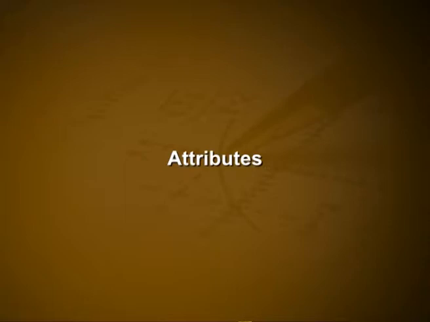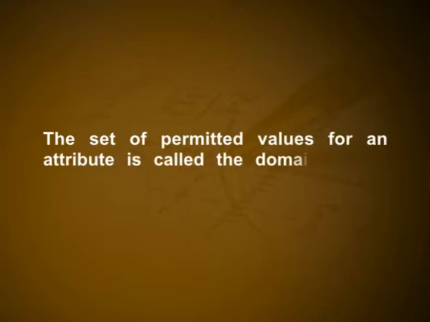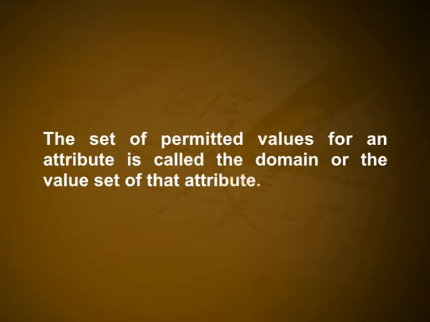Attributes. An attribute of an entity set is a function that maps from the entity set into a domain. The set of permitted values for an attribute is called the domain or the value set of that attribute. The entity can be described by a set of attribute data value pairs, and each entity set may have several attributes. The attribute values describing an entity constitute a large portion of the data stored in the database.